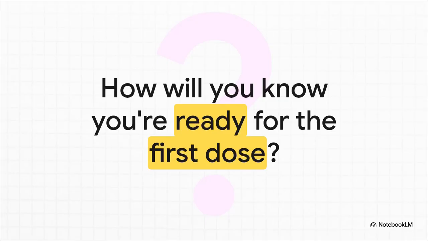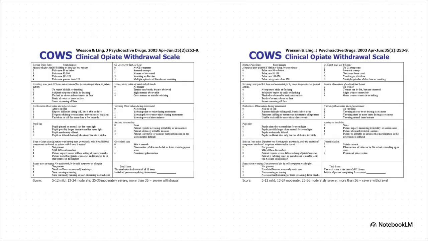Okay, so you've waited. You've done the hard part. But how do you actually know in your body that this is the right moment to take that first dose? You need to be in what's called moderate withdrawal. In plain English, you need to feel pretty sick, kind of like you have a really bad flu. Your care team's going to give you a checklist. You're looking for things like feeling restless, getting chills, your joints aching, a runny nose.